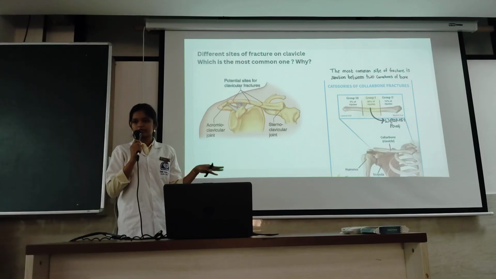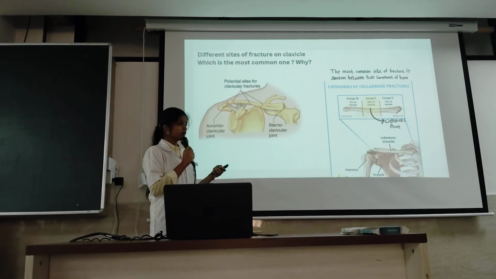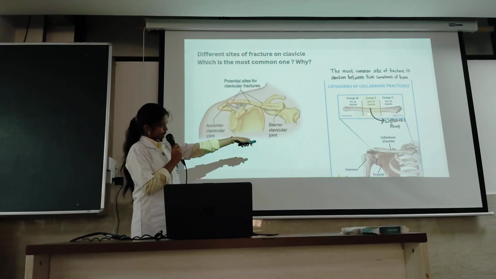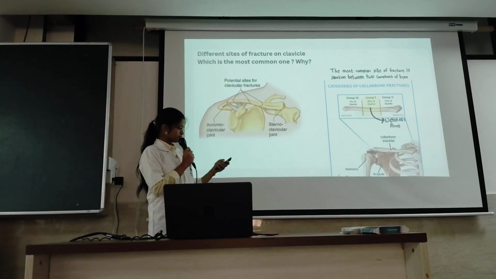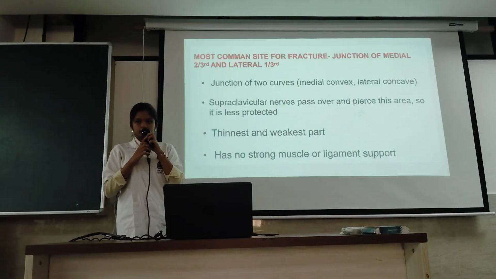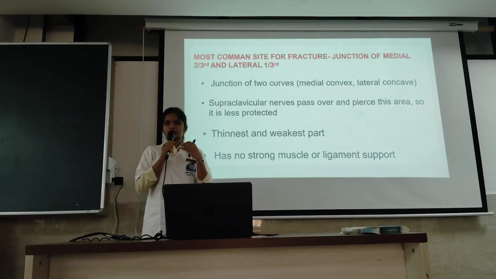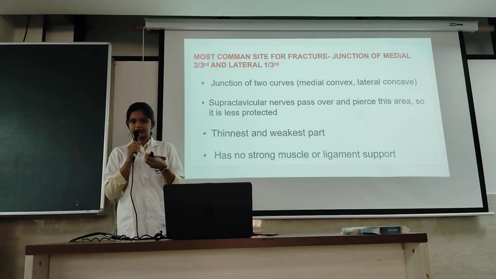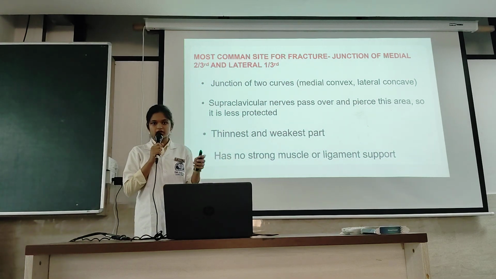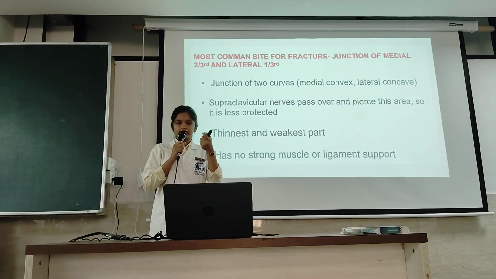But among these, the most common site is the junction of the curvature between the two parts of the bone. What makes this point the weakest point? Basically the structure. The clavicle is convex forwards at the medial part and it becomes concave forwards at the lateral part. Due to this structural change, the junction point becomes the weakest point.